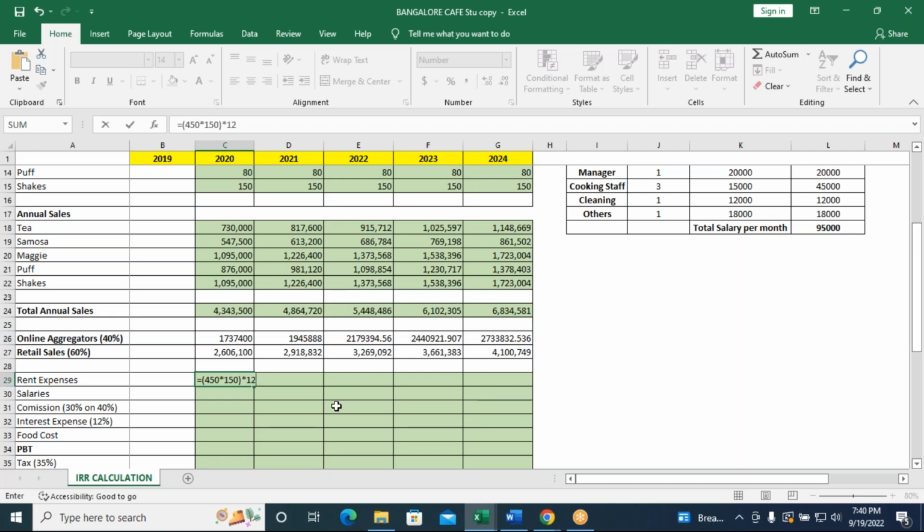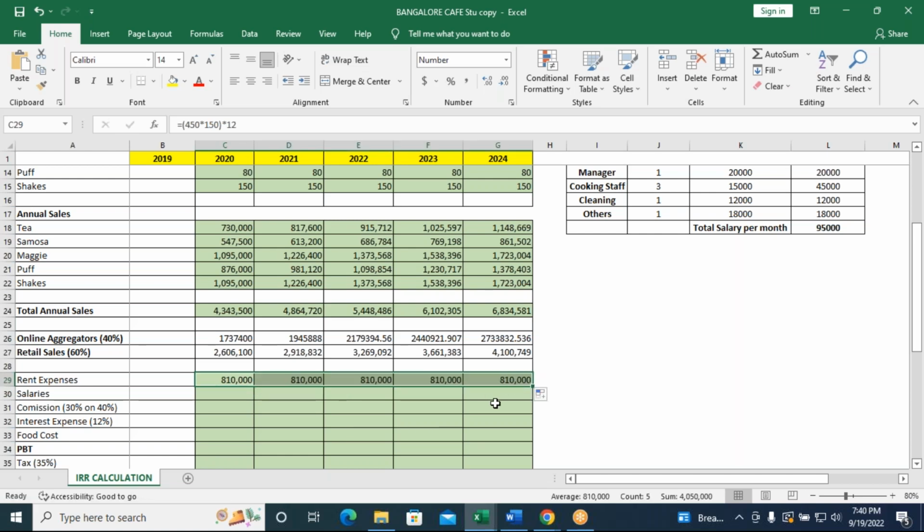Into 12. Enter. So the cost I am spending on rent per year is 8,10,000. So I'll just come here, click and drag. So the amount remains the same, 1,000.